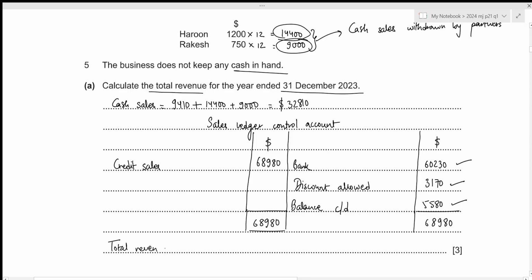Now, in order to get the total revenue, we just need to add these two together. So we'll add our cash sales of 32,810 and our credit sales of 68,980. This results in the total revenue to have the amount of 101,790. That is all for the first part. Let's move towards the next one.